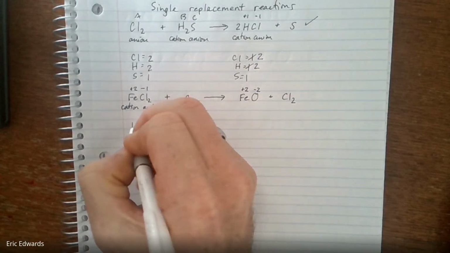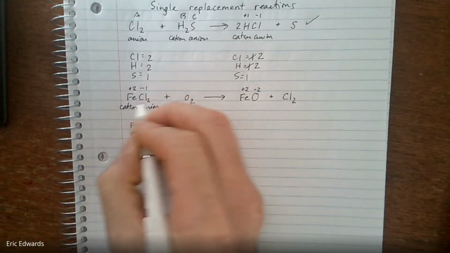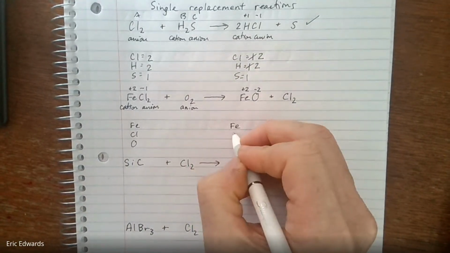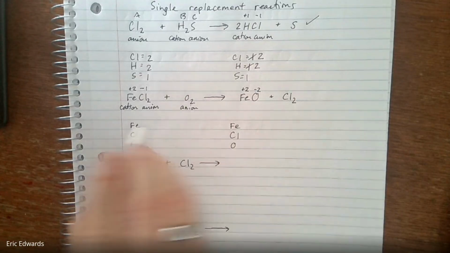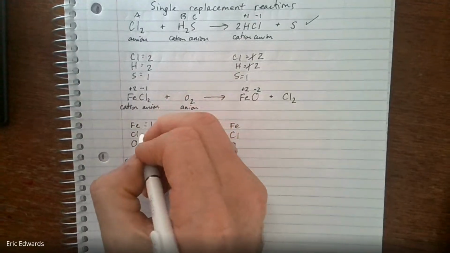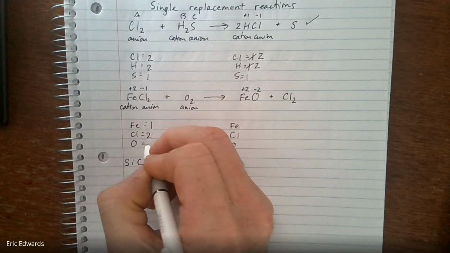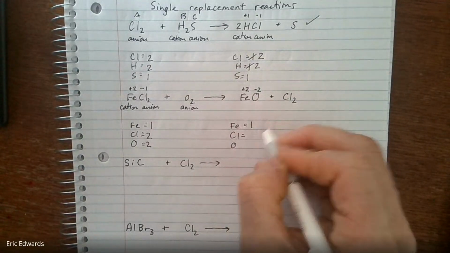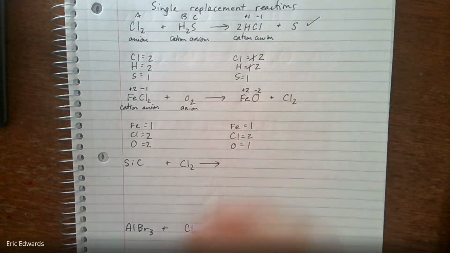Now we're going to balance it, and we've got Fe, we've got Cl, and I've got O. And again, I'm going to put the same thing over here, Fe, Cl, and O. I'm going to take inventory: I've got 1, 2, and 2 on the reactant side. And then over here, I've got 1, 2, and 1.